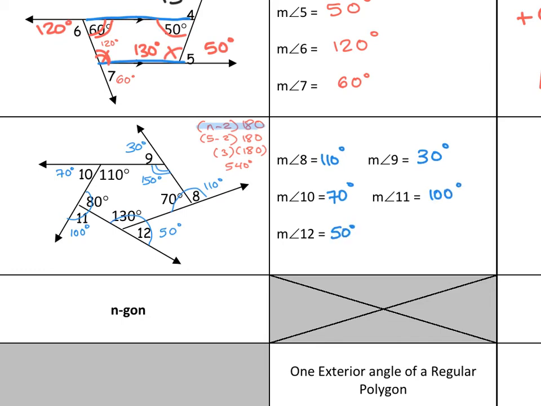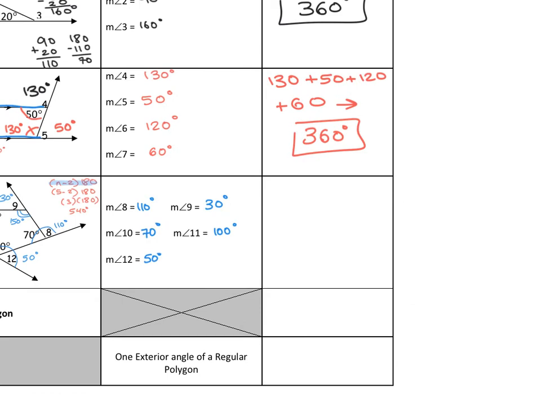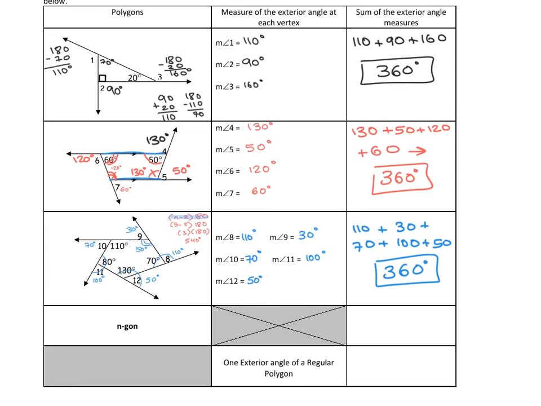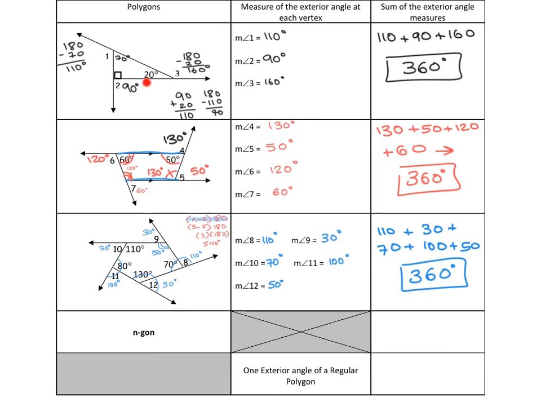Now, if we add all of those exterior angles, what do you think the sum of all of those exterior angles will add up to give you? It will add up to give me 360 degrees. So no matter what shape we have, whether it's a triangle or a quadrilateral or a pentagon or a hexagon, the sum of all exterior angles is always going to be 360 degrees no matter what.